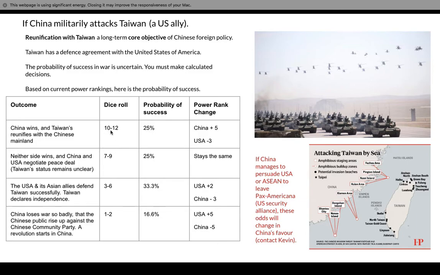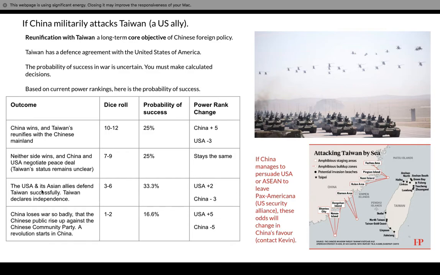And if China rolls a 10 to 12, China wins and Taiwan reunifies with the Chinese mainland. And what this does is the power ranking will change considerably. China will get +5, US gets -3. If neither side wins, if you roll between 7 and 9, which would be what the dice roll was, neither side wins and China and the US negotiate a peace deal, Taiwan's status remains unclear. The power ranking stays the same.